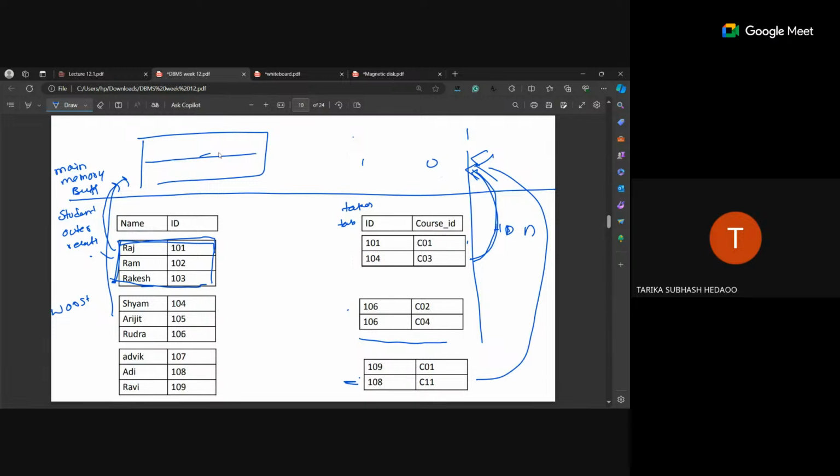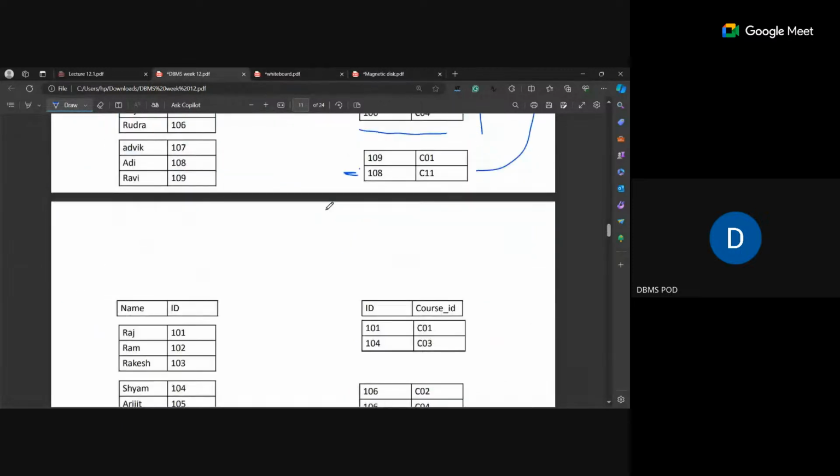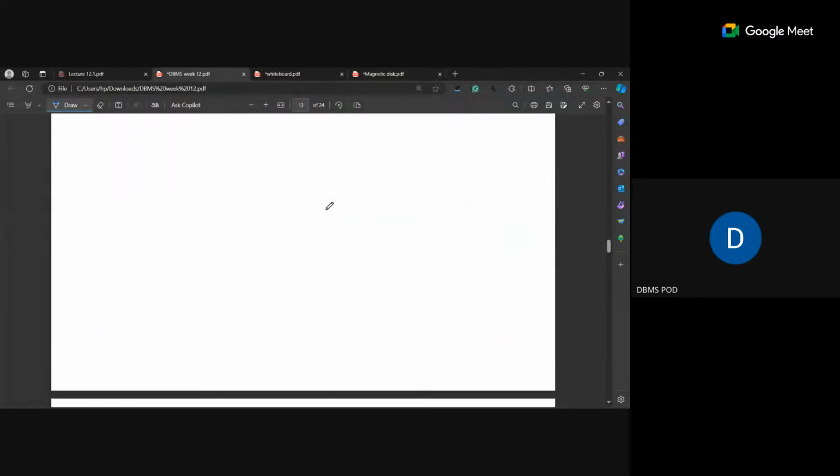This time will it need seek time? Yes, this will require seek time also. And here also it will move, and here also seek time is required, right? So in this way, this is the number of block transfers. Okay, now let's suppose.